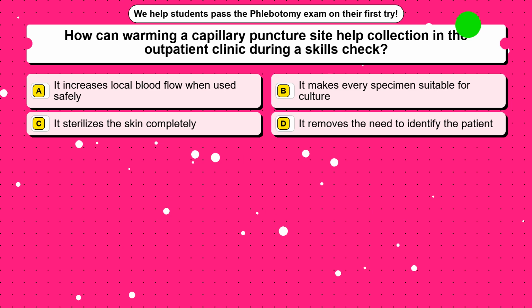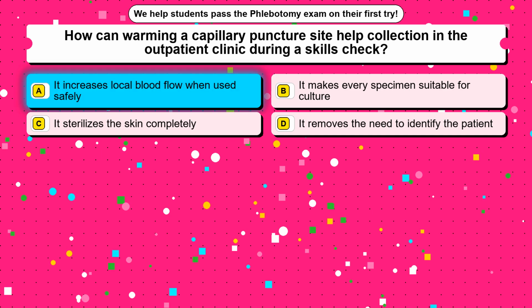Question 79. How can warming a capillary puncture site help collection in the outpatient clinic during a skills check? Option A. It increases local blood flow when used safely. Option B. It makes every specimen suitable for culture. Option C. It sterilizes the skin completely. Option D. It removes the need to identify the patient.